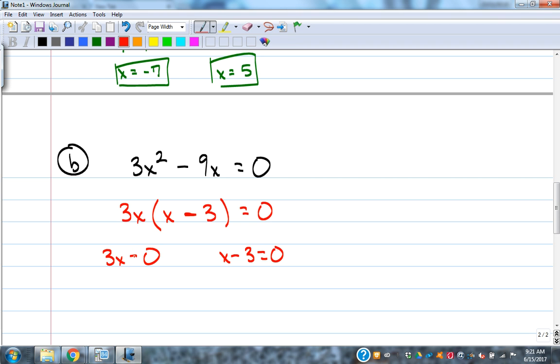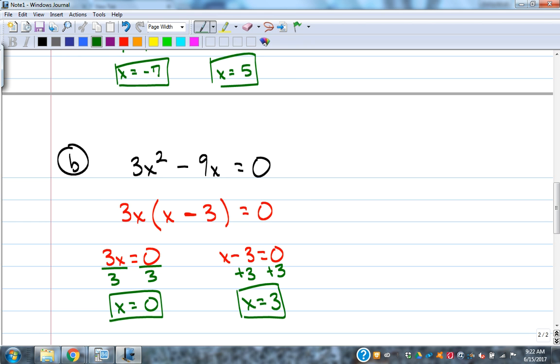For this first one, how do we get x by itself on the 3x equals 0? Divide, yeah, it's 3 times x. The opposite of that is divide, so x is equal to 0 divided by 3, which is always 0. So we get x equals 0 for that first one. The second one, add 3, get x equals 3.